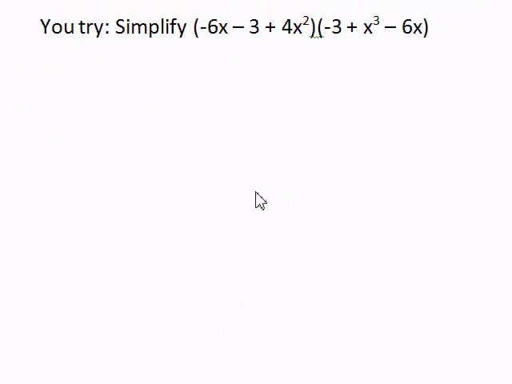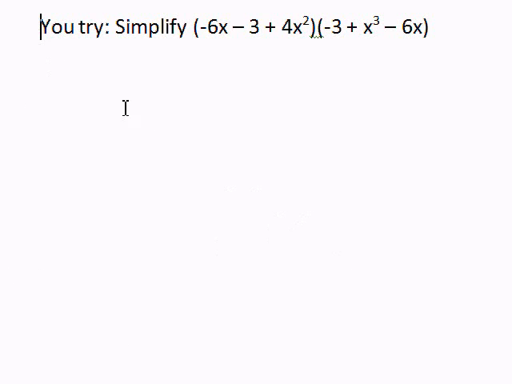So we're going to take this whole idea and extend it to a much larger problem: negative 6x minus 3 plus 4x squared, times negative 3 plus x to the third minus 6x. There are three terms in both of those sets of parentheses, and we're going to have to multiply all three terms in the first parentheses by all three terms in the second.